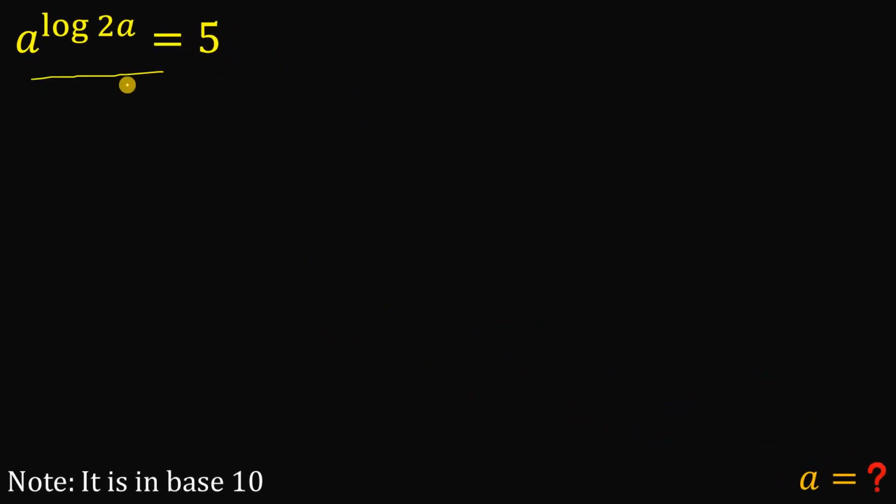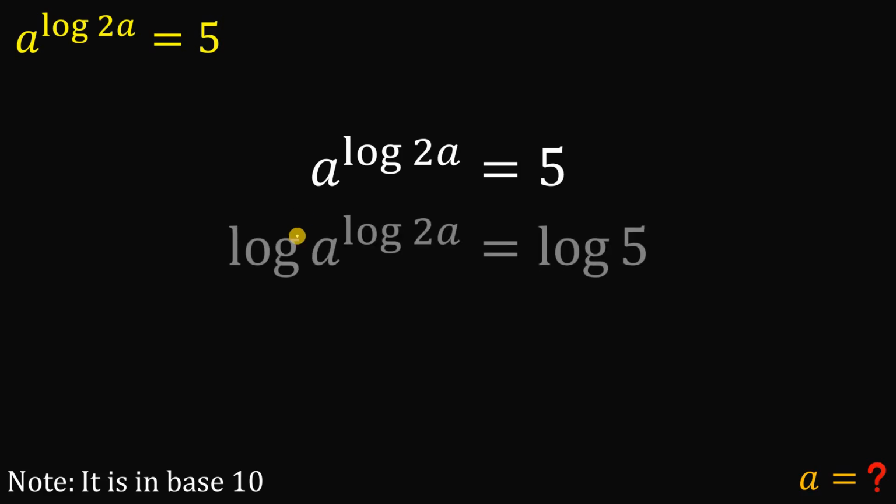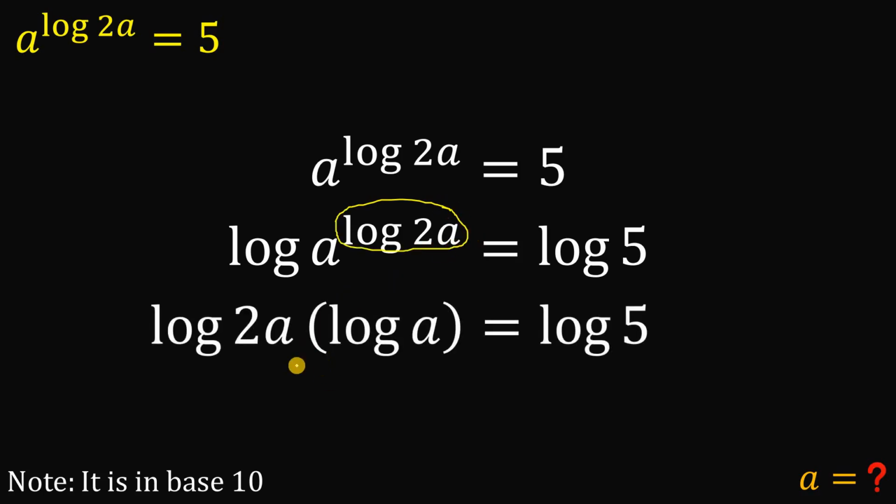Alright, so given this equation, a raised to the power of logarithm of 2a equals 5, wherein this logarithm is in base 10, the goal is to find the real value of a that satisfies this equation. Now let's get this equation, and what we're going to do is to use some properties of logarithm. So first, let's get the logarithm of both sides. So logarithm to the base 10 of a raised to the power of logarithm of 2a equals logarithm of 5. Now, we have here an exponent, so we can put this exponent in the front like this.